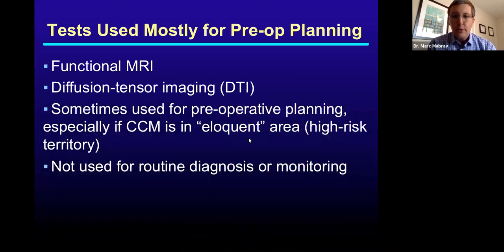So as mentioned, this would really be useful in particular CCMs if they're in an eloquent area or high-risk territory that the surgeon feels that it would be best to have one of these studies done before going to the operating room. Some institutions do use different tests than fMRI. One alternative you might hear about is MEG, or magnetoencephalography. Similar idea. The idea is to try to localize functions in the brain. We would not be doing any of these sequences on routine diagnosis or following up CCMs.